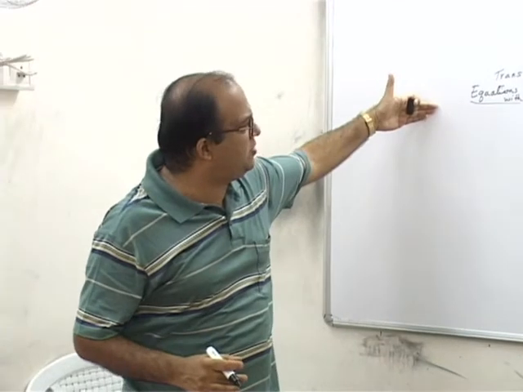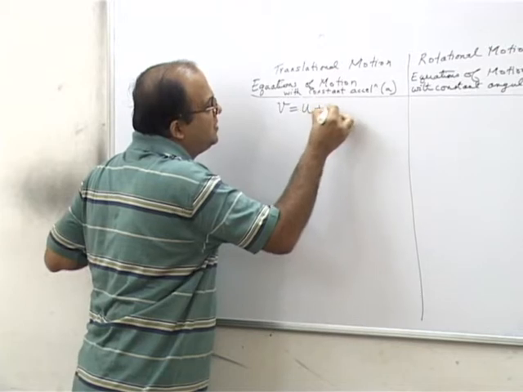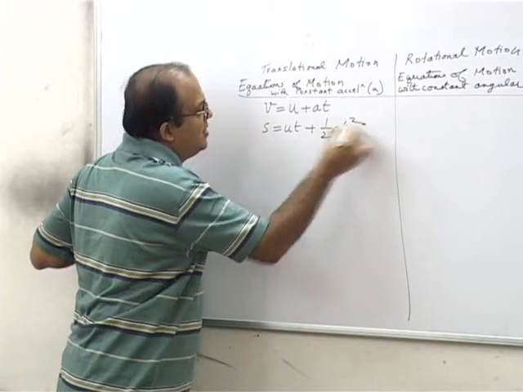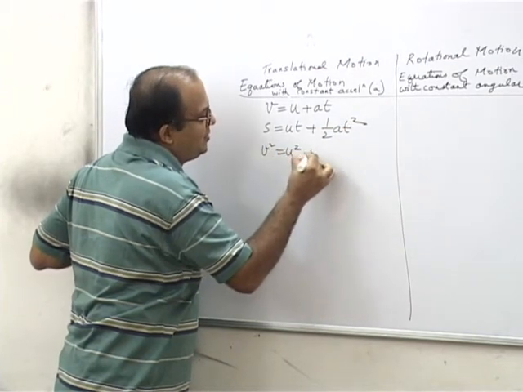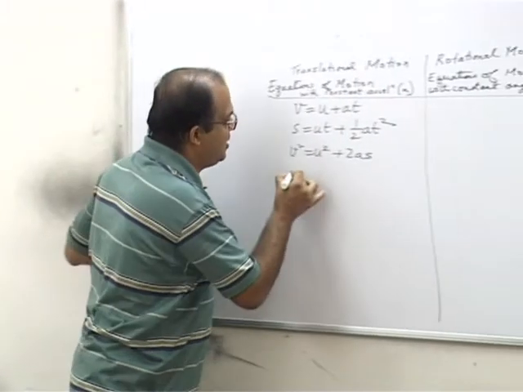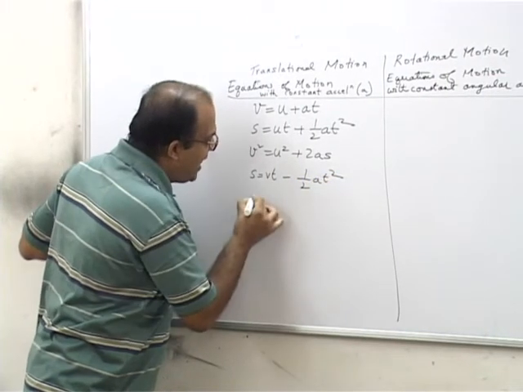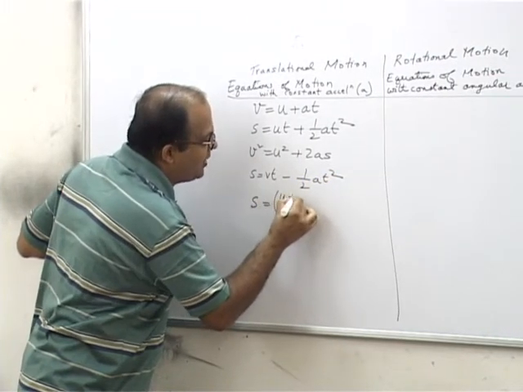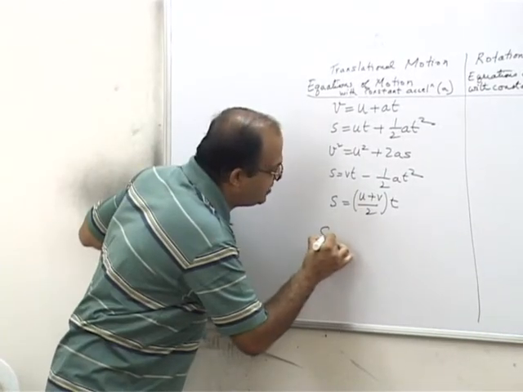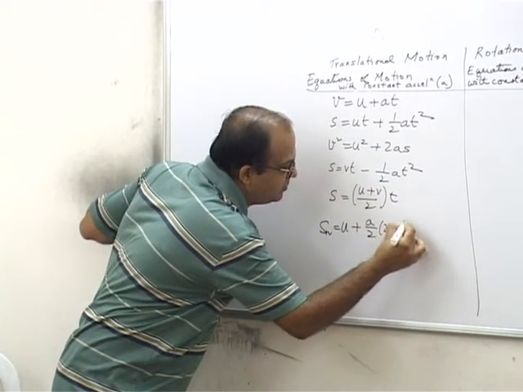These equations you have been learning since your childhood. v equal to u plus at, s equal to ut plus half at square, v square equal to u square plus 2as. Some more equations we discussed: s equal to vt minus half at square, s is equal to u plus v by 2 into t, and the distance travelled in the nth second is equal to u plus a by 2 into 2n minus 1.